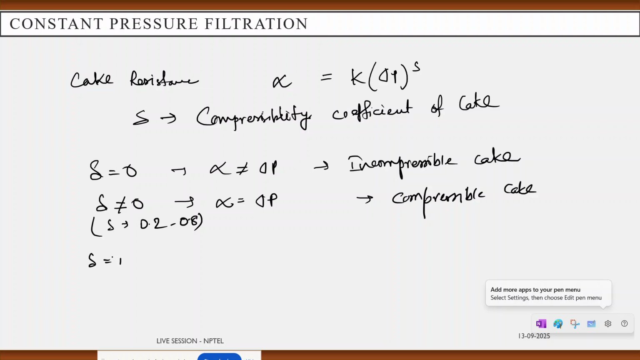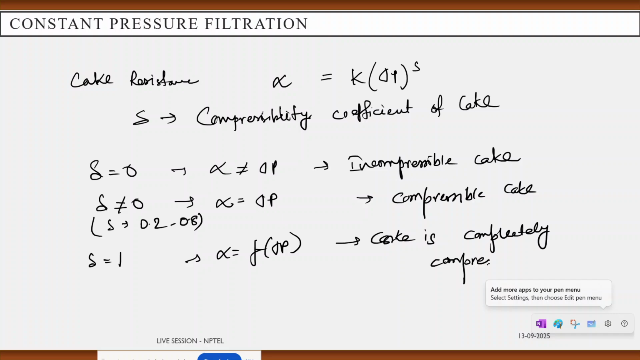When S equals 1, then alpha will be a function of del P, which represents the cake is completely compressible. So this is how we define the compressibility factor for the cake layer.